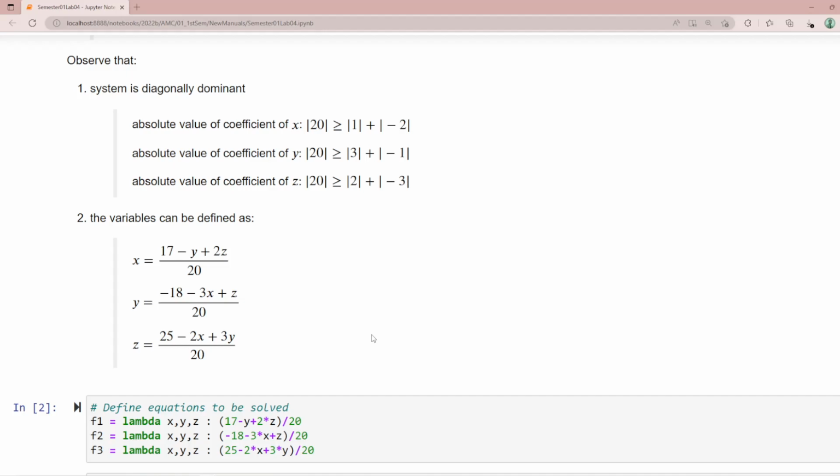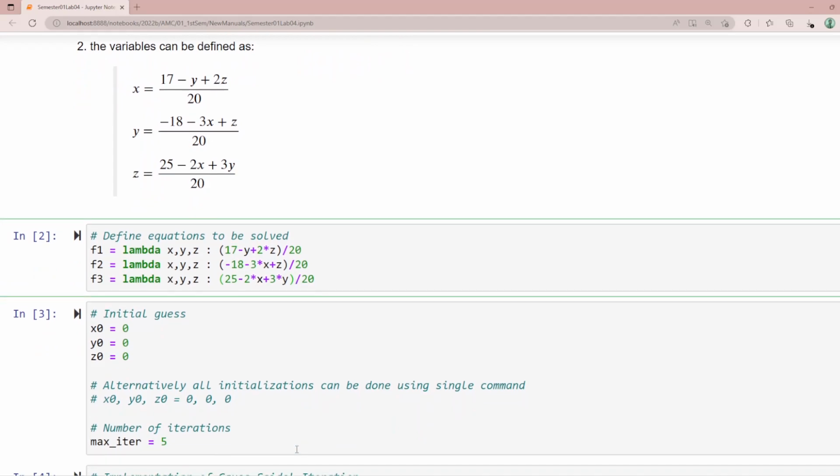So f1 is equal to lambda xyz colon the first equation over here, 17 minus x plus 2z by 20, right? Multiplication is given by star and division is given by slash. And we put a bracket here because this entire thing is in the numerator and 20 is in the denominator. Similarly, we define what f2 is and what f3 is.